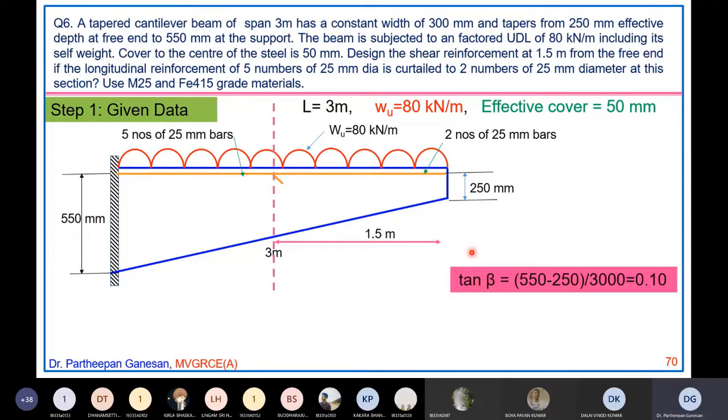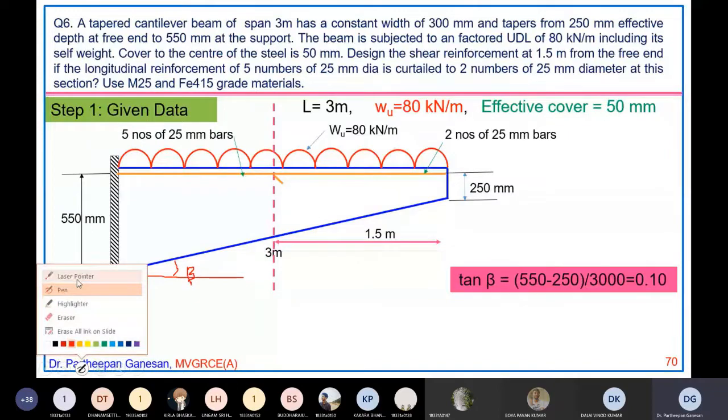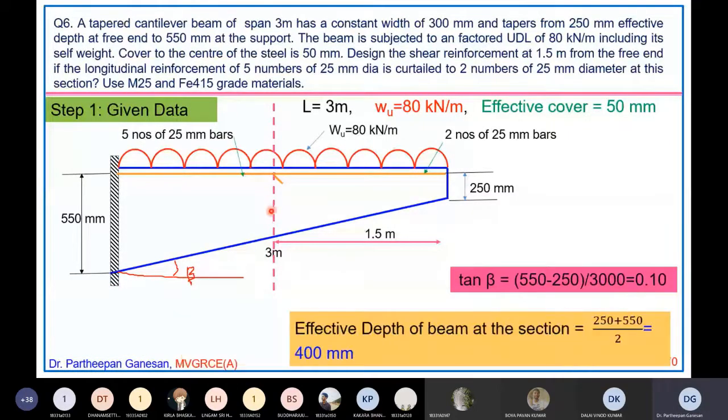So obviously you can find out tan beta, right? Beta means, this slope is beta. So tan beta is opposite side divided by adjacent side. Opposite side is how much? This is 250, this is 550, so the difference will be 300, that is this one. Divided by total span, 3 meter means 3000 mm. So you are getting tan beta as 0.1.